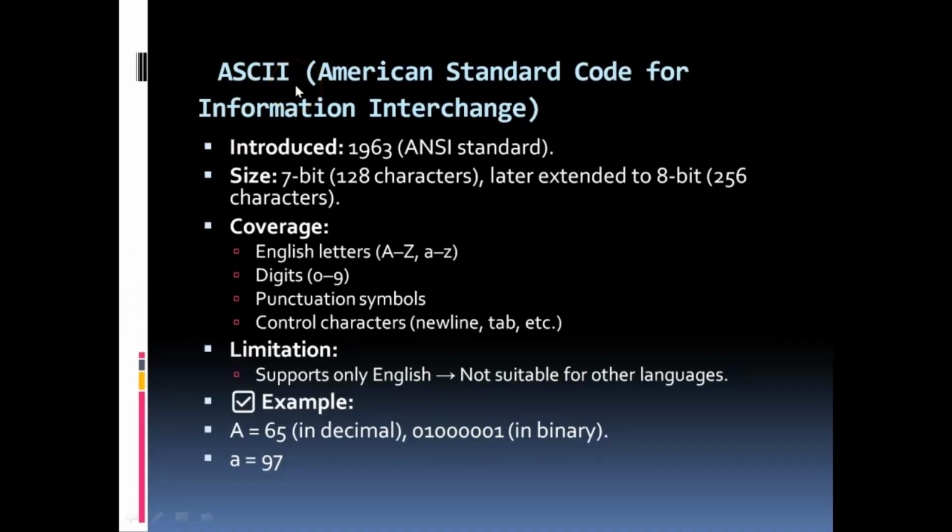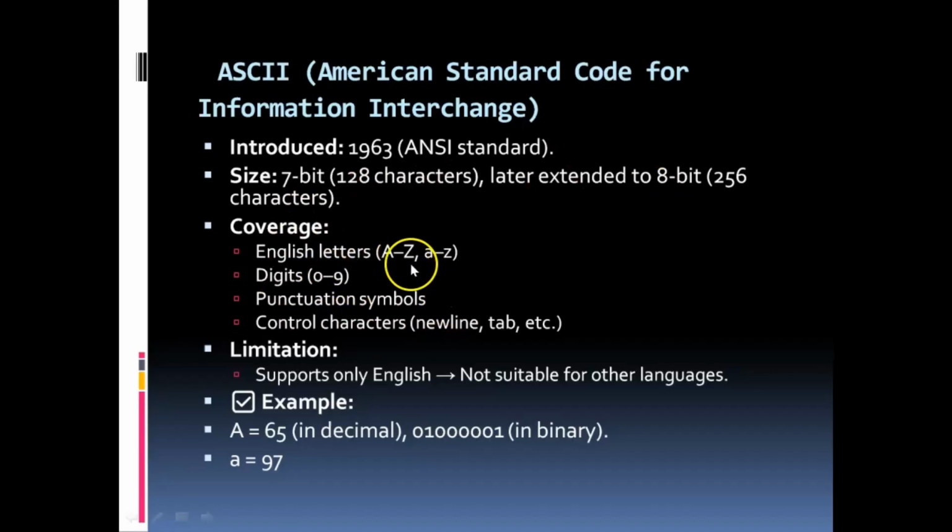Till now we were seeing number conversion and number coding, how it is done. Now we are also seeing characters. The abbreviation for ASCII is American Standard Code for Information Interchange. Basic details are given here. It was introduced in the year 1963, and you can see its size is 7 bits, later extended to 8 bits.